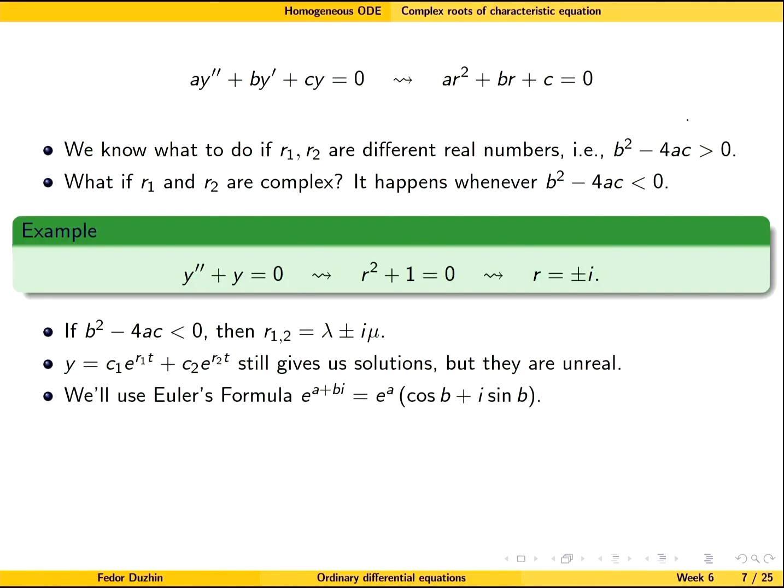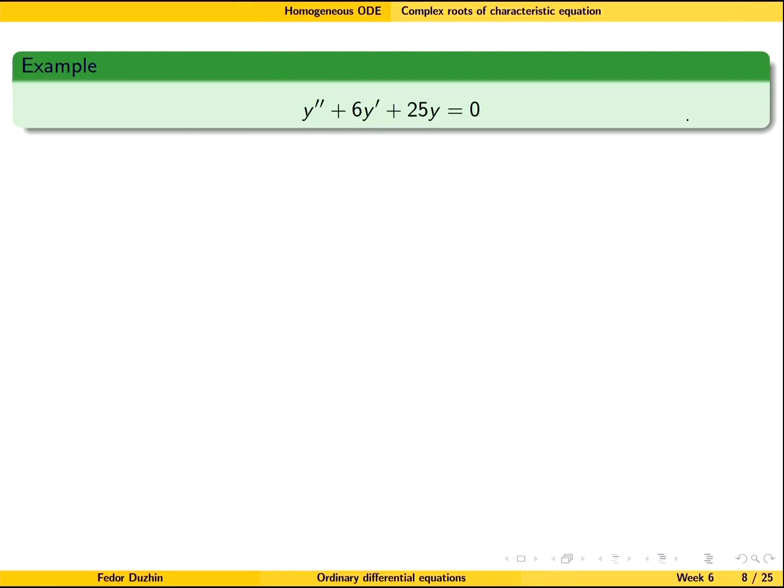So in order to extract the real solutions out of the complex solutions, we are going to use Euler's formula. I hope that this is familiar. It's a very beautiful formula, right? So e to the power a plus bi, where a and b are real numbers, is expressed by this complex formula. Let me go through an example. This example actually captures all the important features, so you can easily generalize it to prove the theory.